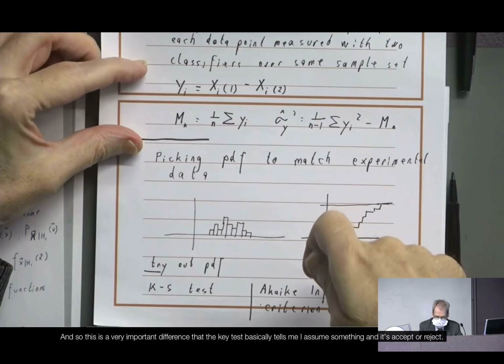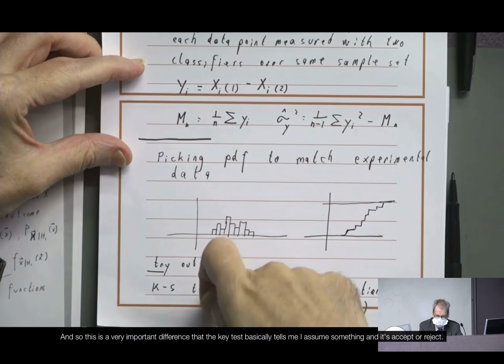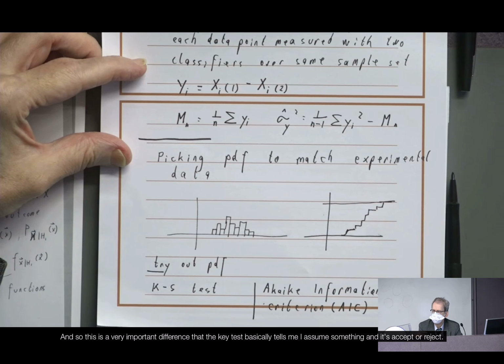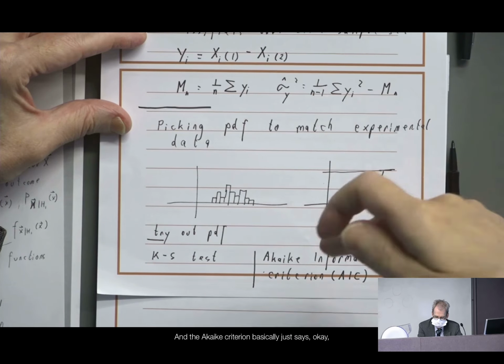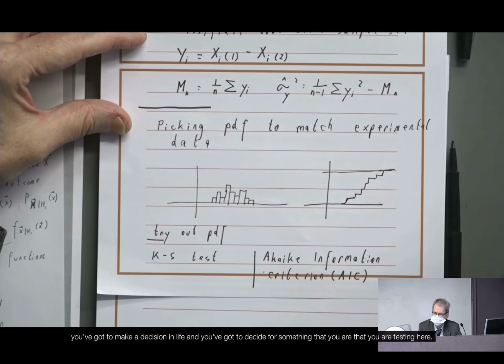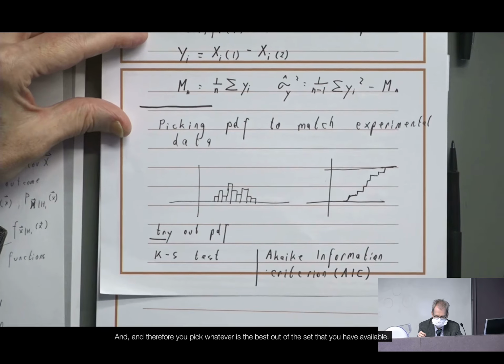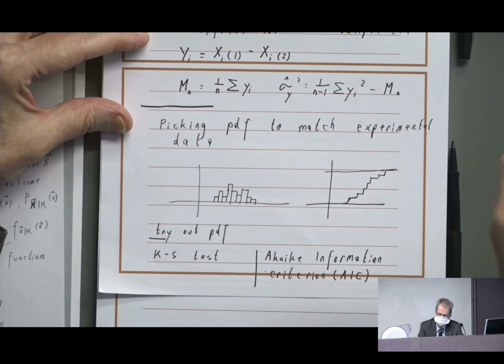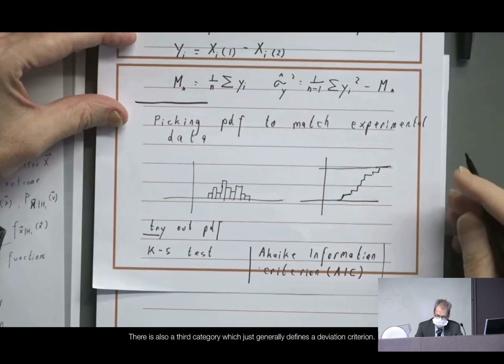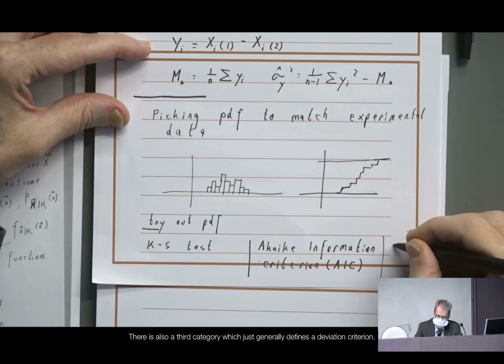And so this is a very important difference. The KS test basically tells me I assume something, and it's accept or reject. I can go through 10 different distributions, and in the end, it might be that the KS test doesn't allow me to use any of them. And the Akaike criterion basically just says, okay, you've got to make a decision in life, and you've got to decide for something that you are testing here, and therefore you pick whatever is the best out of the set that you have available.